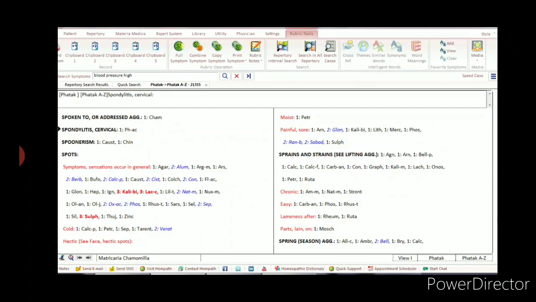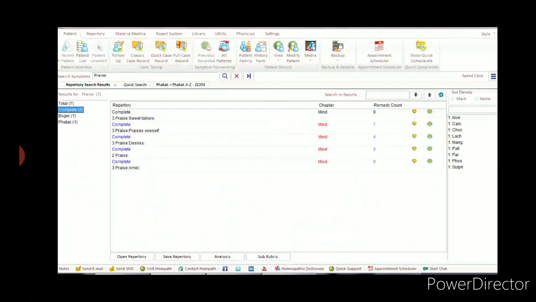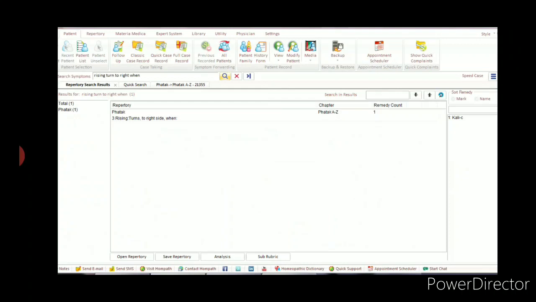Then again one condition is there, cervical spondylitis, and only one medicine was listed in this particular rubric, that is Acid phos. Next we have a rubric of moonlight, aggravation, amelioration. Then there are some rubrics which are very peculiar or typical and given in this repertory. Rising, and turns to right side whenever the patient is rising.